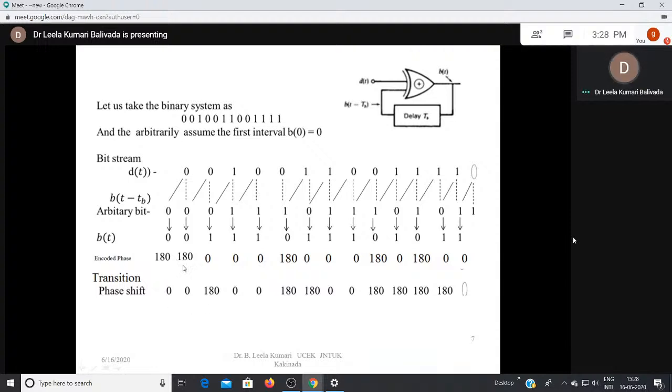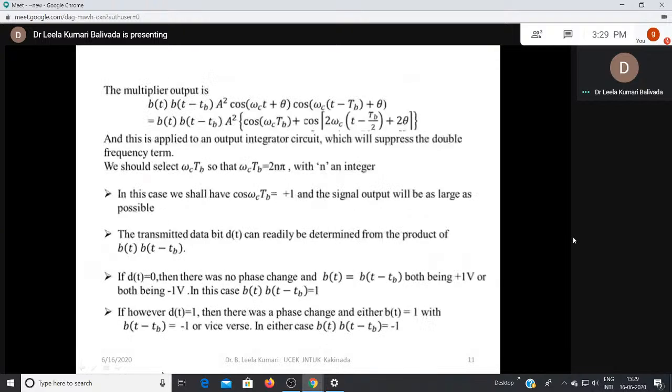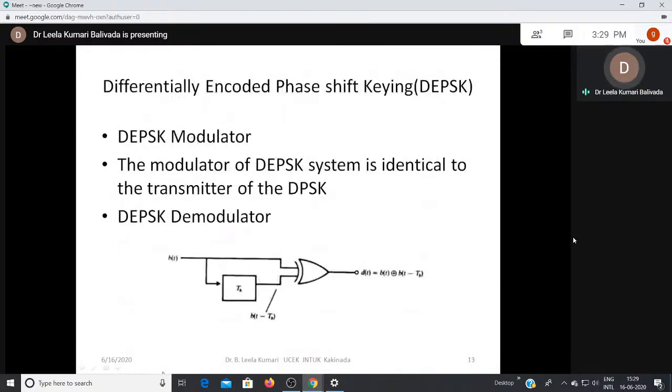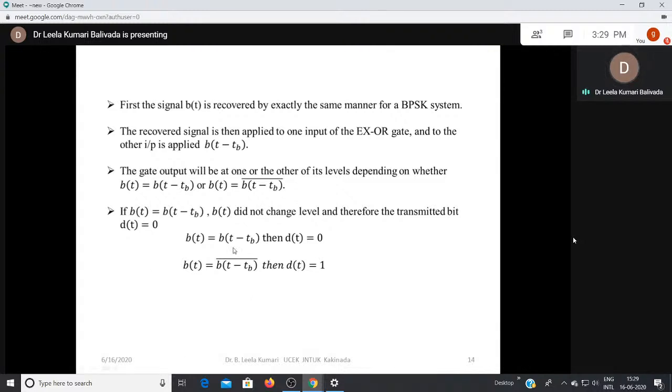So if B of t equals B of t minus TB, then D of t equals 0. And if B of t equals B of t minus TB bar, then the output is 1, and the data equals 1. So this is the DEPSK demodulator: B of t equals B of t minus TB, then D of t equals 0; B of t equals B of t minus TB bar, then D of t equals 1.